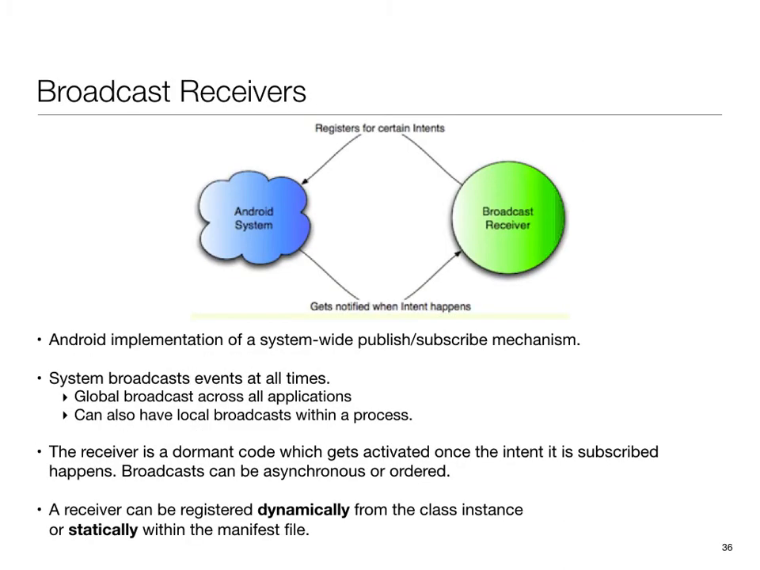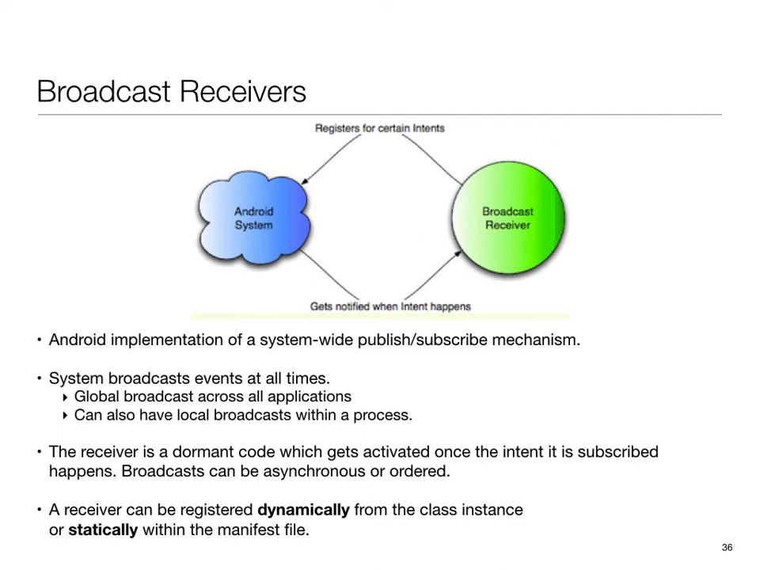So these are your broadcast receivers, which provide some of these services. If I have some camera app or some service that I'm providing, I'm going to want a way to broadcast what it is I'm providing. That's why I mentioned it's a system-wide pub-sub mechanism. You can broadcast events at all times, you can broadcast across all applications, and you could have local broadcasts within a process as well.